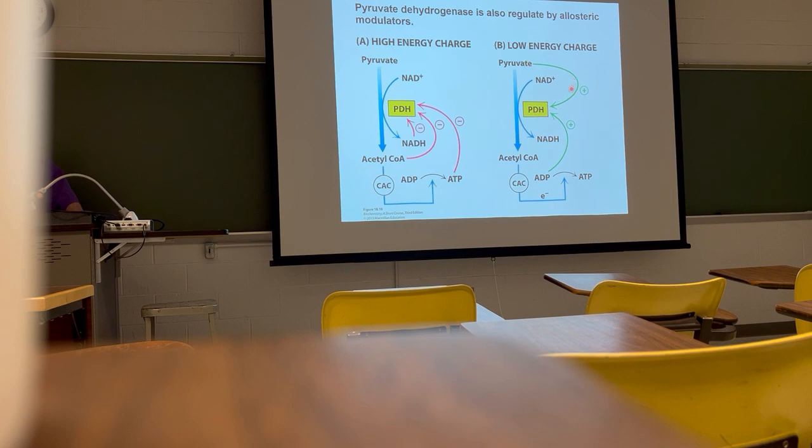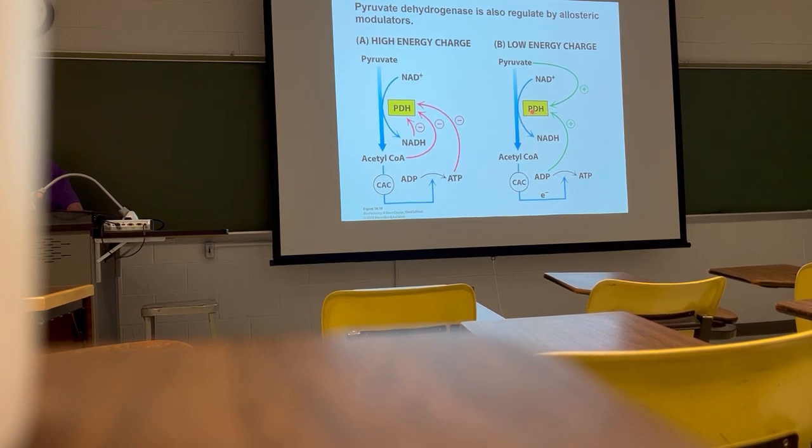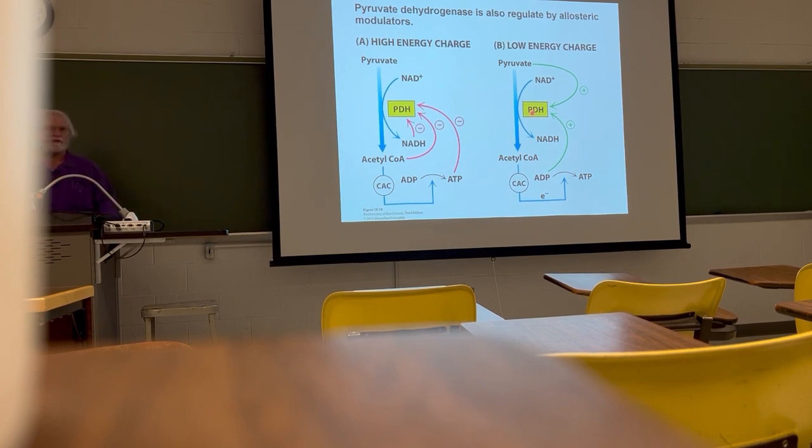So this is a feed-forward activation. This is a feedback activation. So there's lots of regulatory mechanisms for pyruvate dehydrogenase. There's the phosphorylation reaction and these allosteric regulators that sense how much acetyl-CoA the cell needs and speed up or slow down the rate of the pyruvate dehydrogenase reaction.